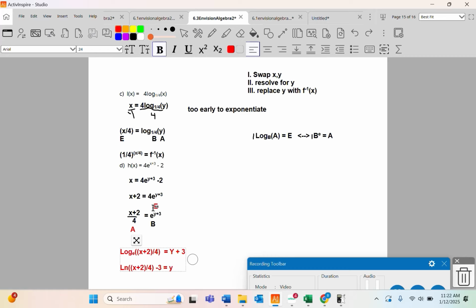Almost done. In between me talking to my kid here, what I did is I subtracted 3 from both sides because we're supposed to solve for y. And the last step, since that y is by itself, is to replace it with the inverse of f of x.